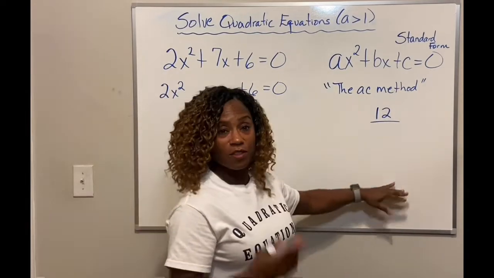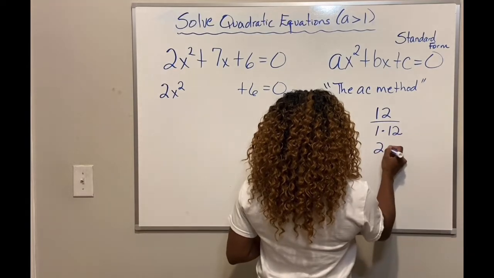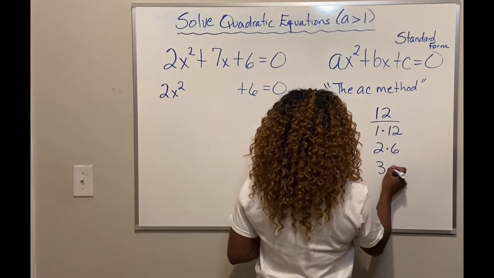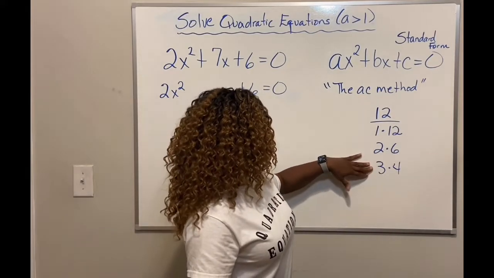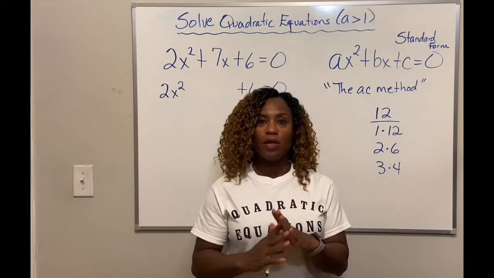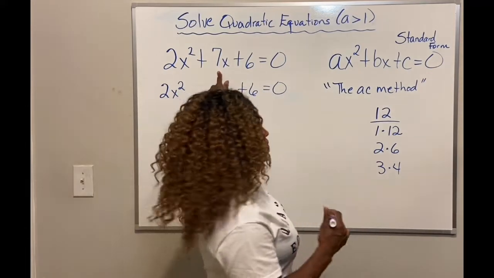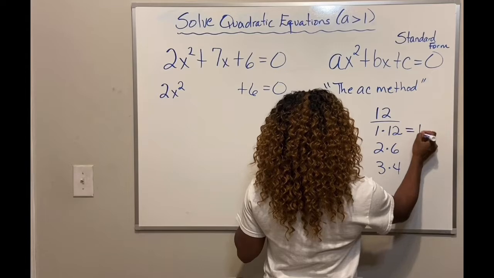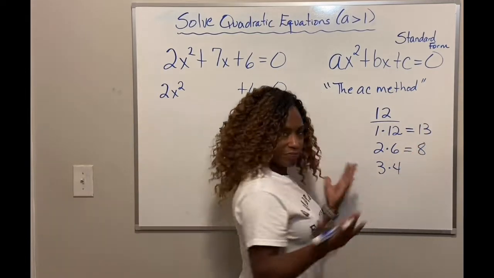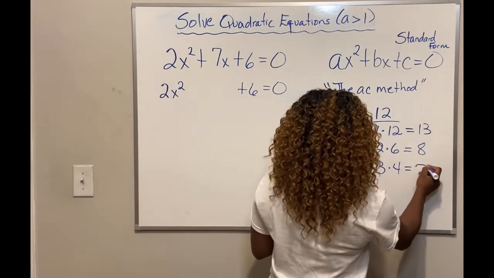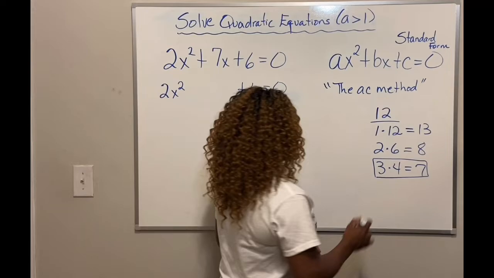So let's look at the factors of 12. They are 1 times 12, 2 times 6, 3 times 4. These are all the factors of 12. So all of these multiply up to 12, but which pair will combine or add to give us 7? That's what we're looking for. So I'm going to combine these. 1 and 12 gives me 13, so that won't work. 2 and 6 gives me 8. That doesn't work. And 3 and 4 gives me 7. This is the pair that we're going to use in order to help us solve this equation.